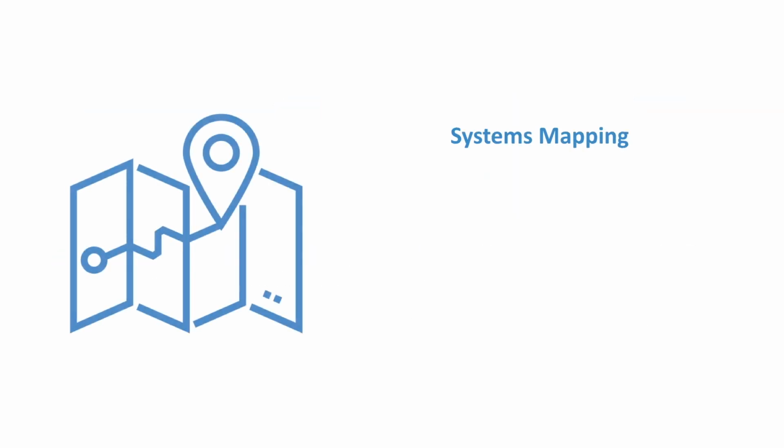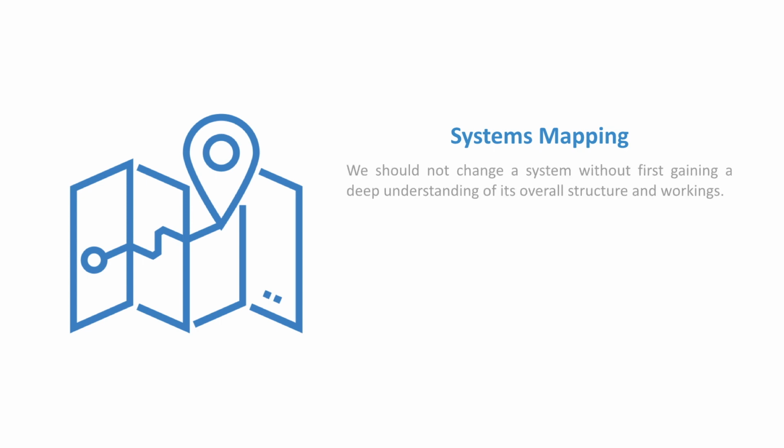And now we jump into systems mapping. We should not try to change a system without first gaining a good overall understanding of its structure and workings, and that's what systems thinking is going to help us with. It's a form of systems analysis. We're trying to understand the current state of the system and how it works, particularly with respect to system structure, how the parts are interrelated into the whole. Mapping that out gives us an understanding of how the dynamics within the system create the phenomena that we observe.